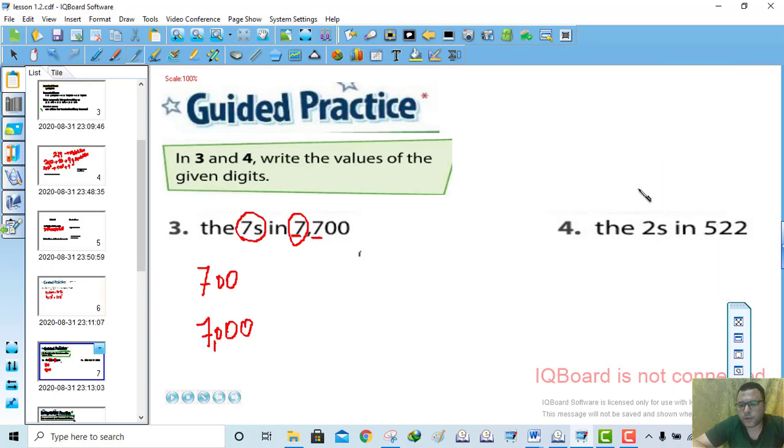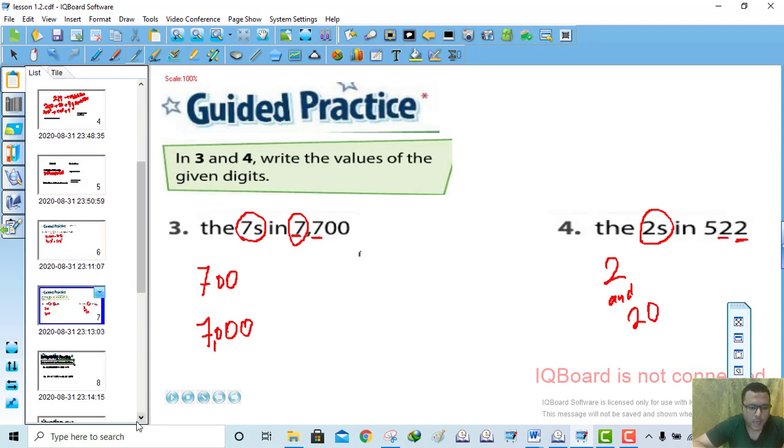Question number 4. The values of 2's. Here we have 2 and here another 2. The first 2 in ones, so it's 2. But the other one is 20 because it's in tens place. Okay. Next question.